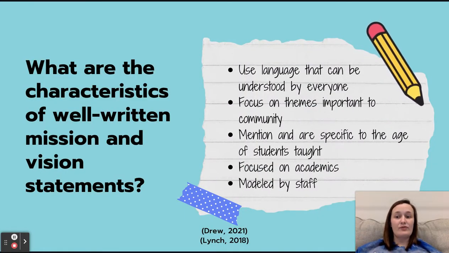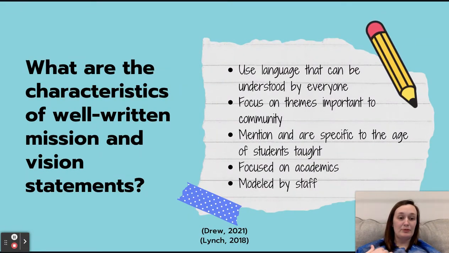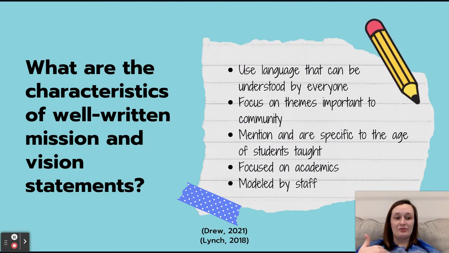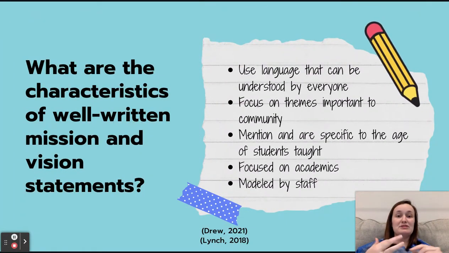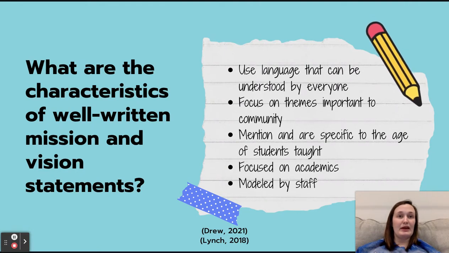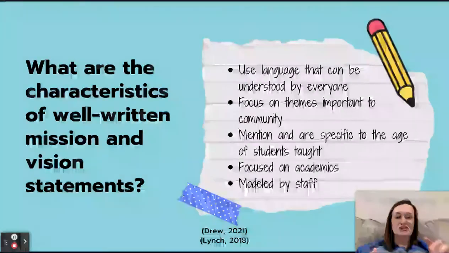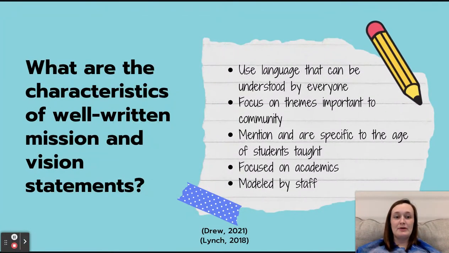So, characteristics of well-written mission and vision statements. They use language that can be understood by everyone. No one cares what kind of gifted linguist you are. People need to be able to understand what you read, what you write. And it needs to focus on themes important to the community. These things could be like diversity, technology, preparation for the future. It just depends on your own community.